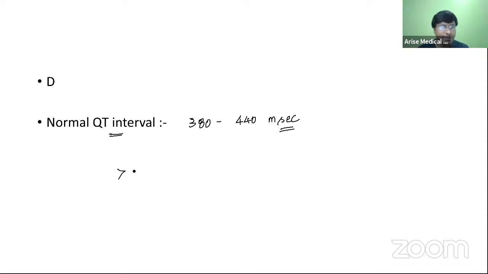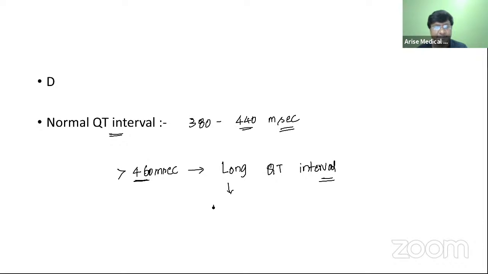Now, even though the cutoff is 440, we can take it up to 460. If the QT interval is more than 460 milliseconds, this is called as long QT interval. Okay, now in those individuals with long QT interval, they are prone for the development of polymorphic ventricular tachycardia. Right, there is high chance of development of polymorphic VT.